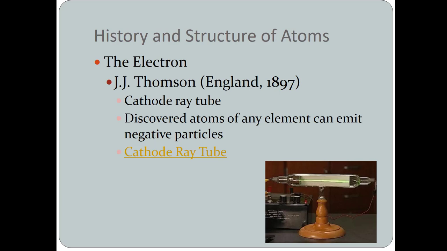Let's look at the history of the discovery of the subatomic particles of atoms. And the very first particle that was discovered was the electron in 1897 by an English scientist by the name of J.J. Thomson. And Dr. Thomson, he put together this cathode ray tube, is what he called it.